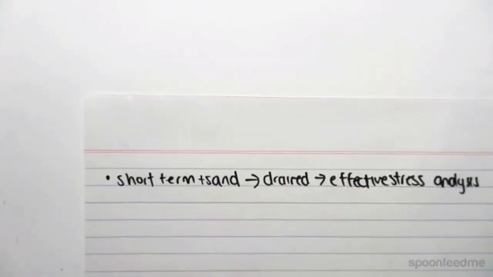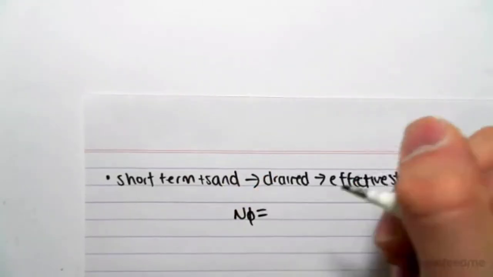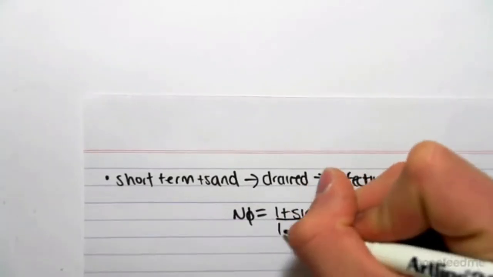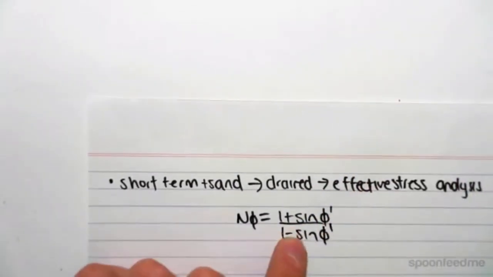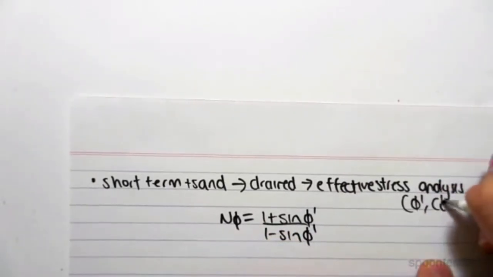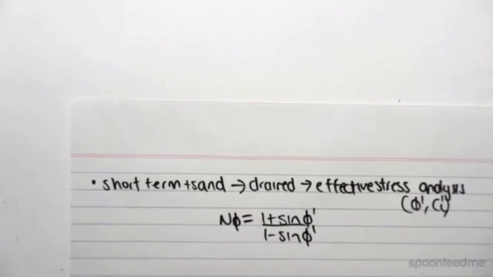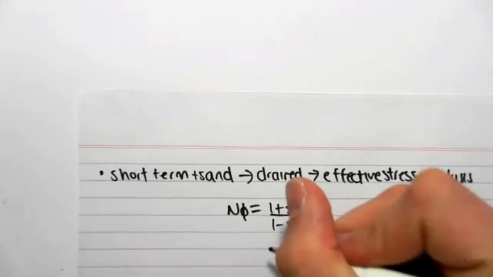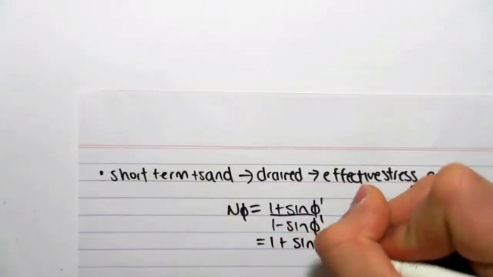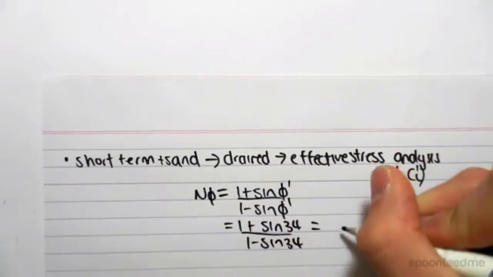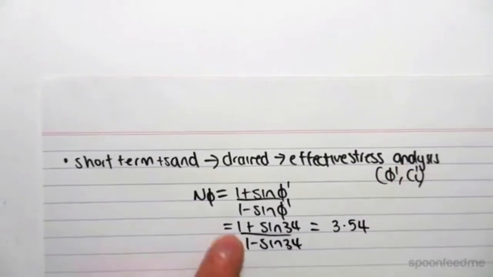So the first thing we're going to do is find N subscript phi. We know that it still equals (1 plus sin phi dash) on (1 minus sin phi dash), so it's changed to a phi dash because we're using effective stress, which has these parameters, phi dash and c dash. Phi dash is given to us as 34 degrees. So it would be (1 plus sin 34) on (1 minus sin 34), and we would get an answer of 3.54. So we've found N phi, and now we're going to construct our table.